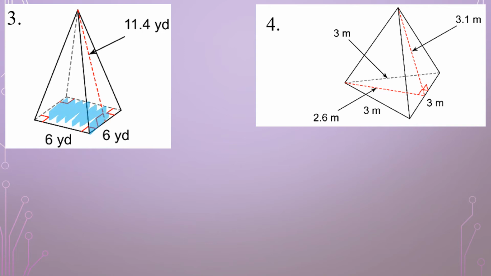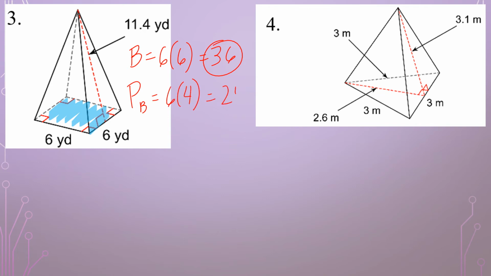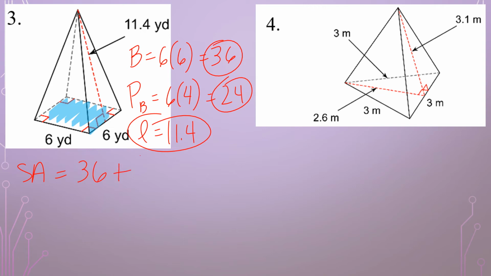So for number 3, my base is this. It is a square. It's a regular polygon. So I know that the equation for the area of a square is s squared, or 6 times 6, which would be 36. The perimeter of my square is 6 times 4 because all the sides are the same, which would be 24. And then my slant height, my L, is the only other option that's on there, which would be 11.4. So you plug that into your equation, which is B, 36, plus 1/2 times P, which is 24, times L, which is 11.4.